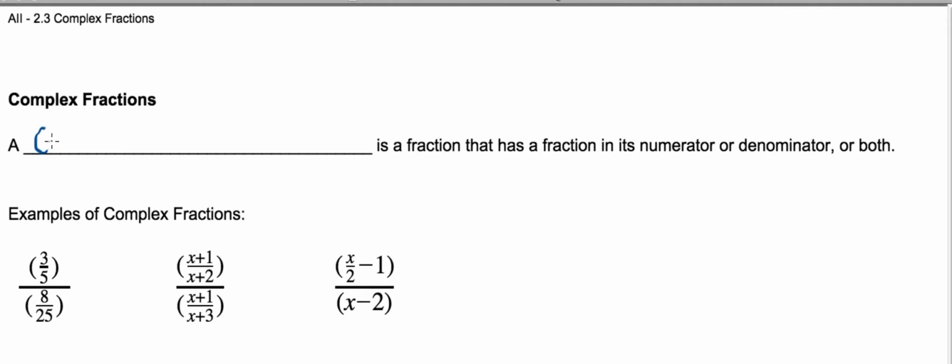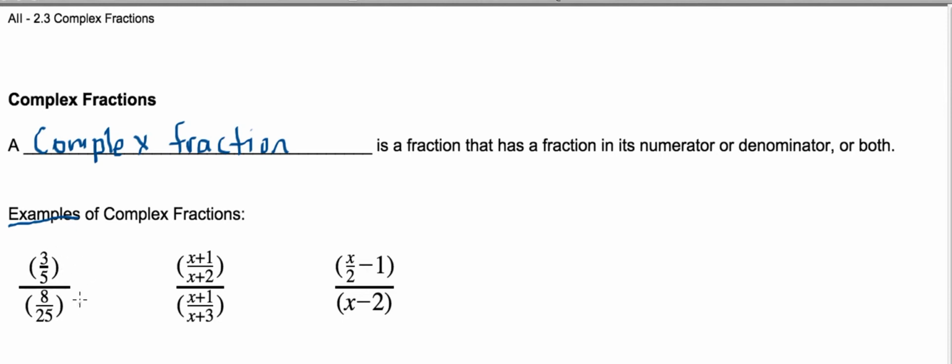A complex fraction is a fraction that has a fraction in its numerator or denominator or both. Now, I know that's a lot of talk about fractions, but this is simply that. It's a fraction composed of fractions, okay? What does that mean? Well, it always helps to take a look at a few examples. So here are three examples.